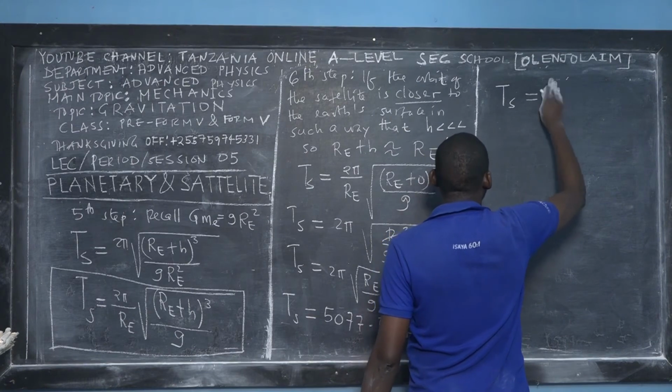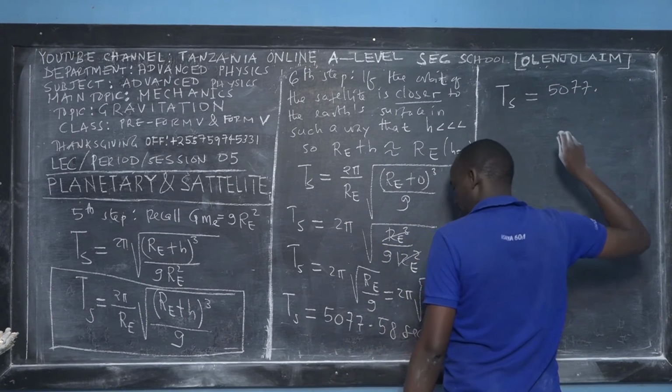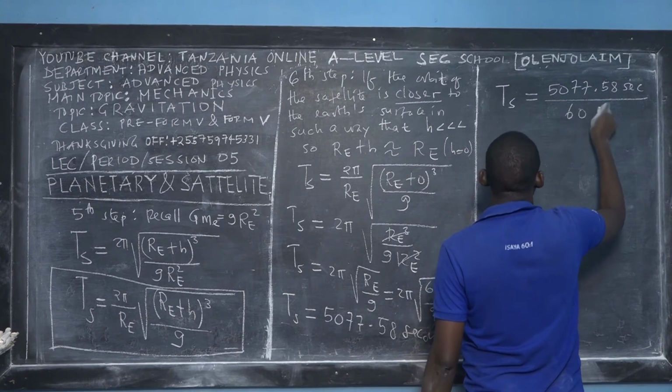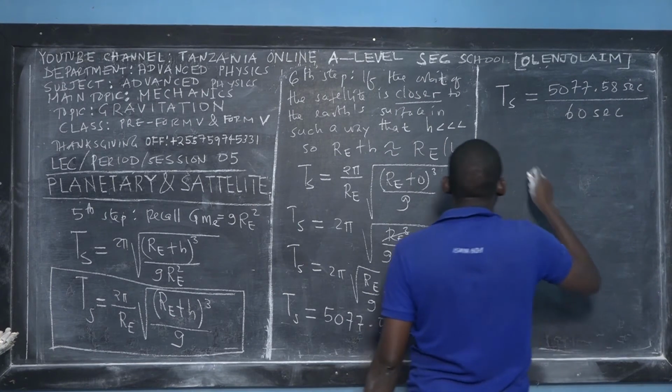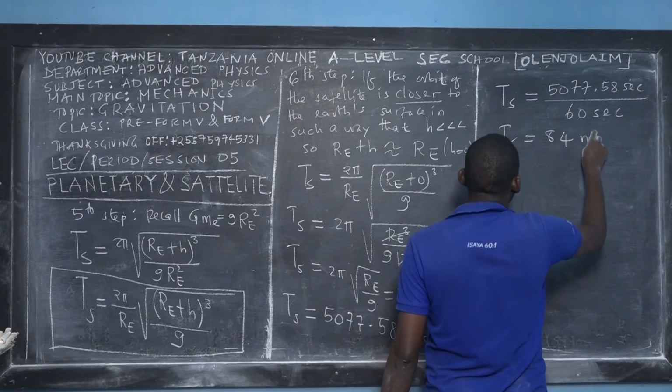So the period of the satellite is 5,077.58 seconds. And then we divide by 60 seconds to get minutes. So the period of the satellite is equal to 84 minutes.